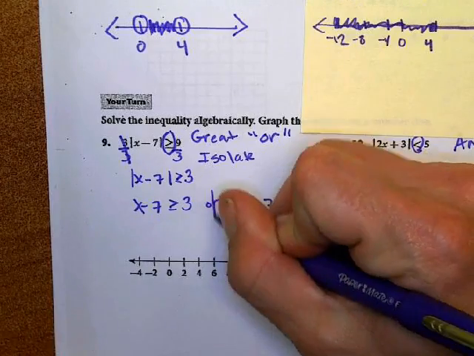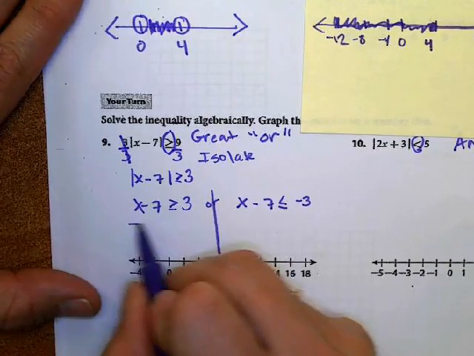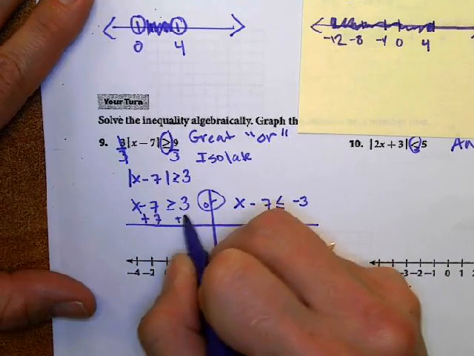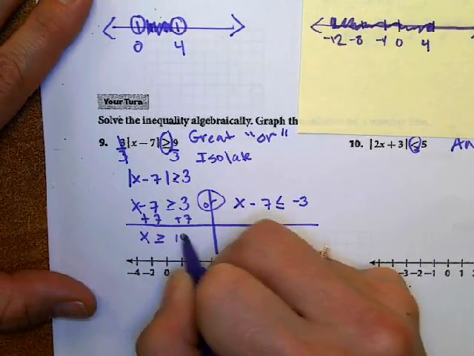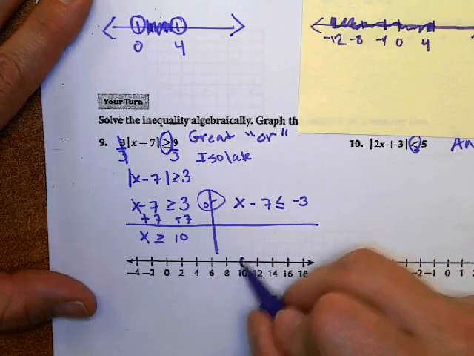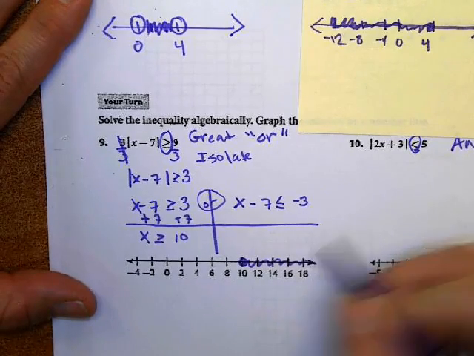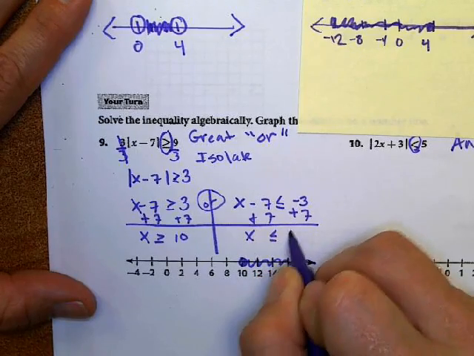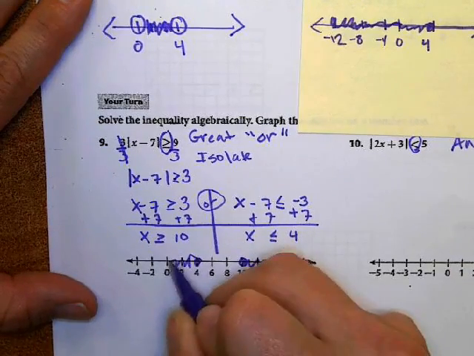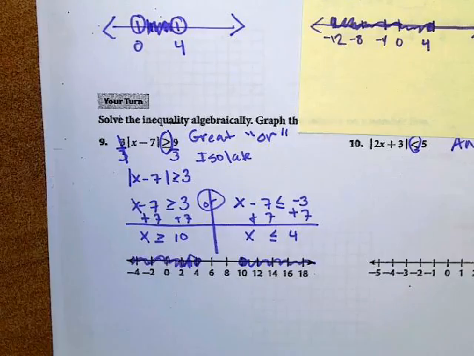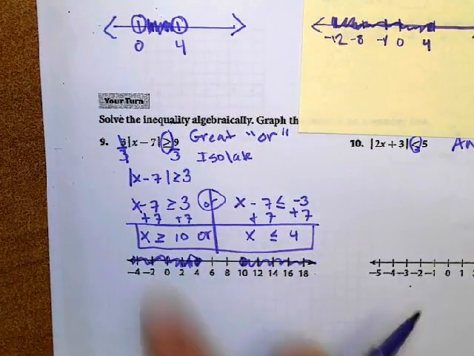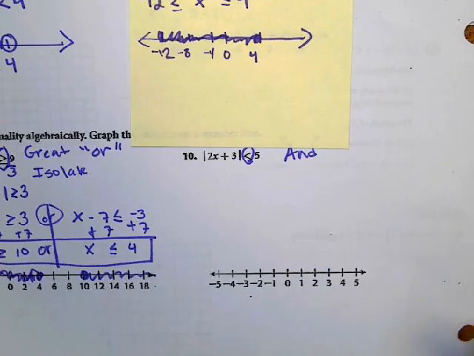And this is where we're doing 2 separate equations because it's an or statement. So I'm going to add 7 to both sides. I get x is greater than or equal to 10. I'm going to add 7 to my other equation, and I get x is less than or equal to 4, shading to the left. That is my or statement. Again, that comes from the greater sign. The less than sign is our and statement.